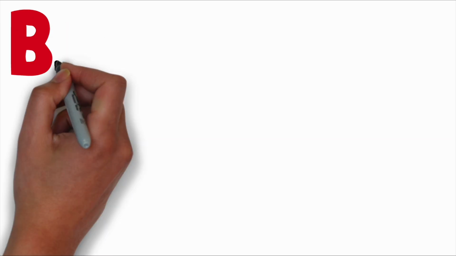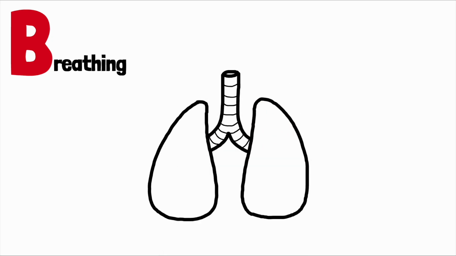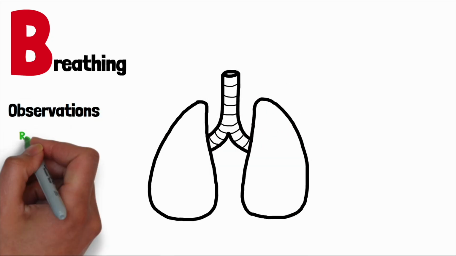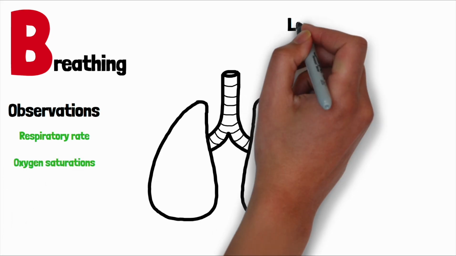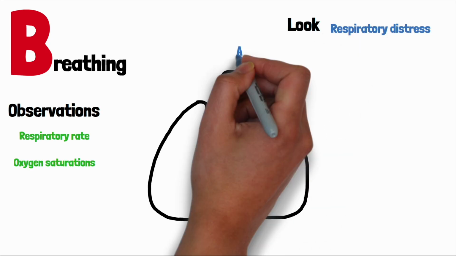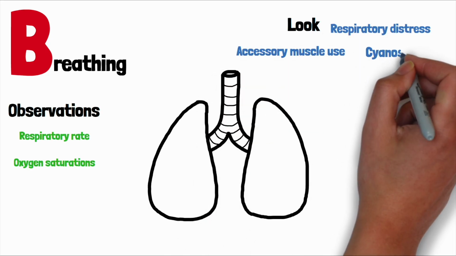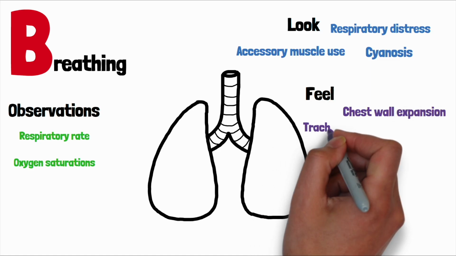Now B, breathing. To begin with, there are certain observations that give you important information about a patient's breathing, and it is vital to ask for these. They include the respiratory rate and oxygen saturations. Next, look at the patient's breathing. Are there signs of respiratory distress or accessory muscle use? And are there signs of cyanosis? Palpate the chest wall and assess for expansion, and feel for the trachea to check that it is central.